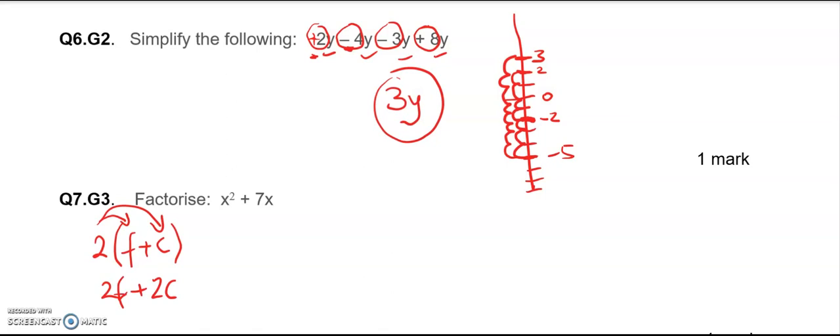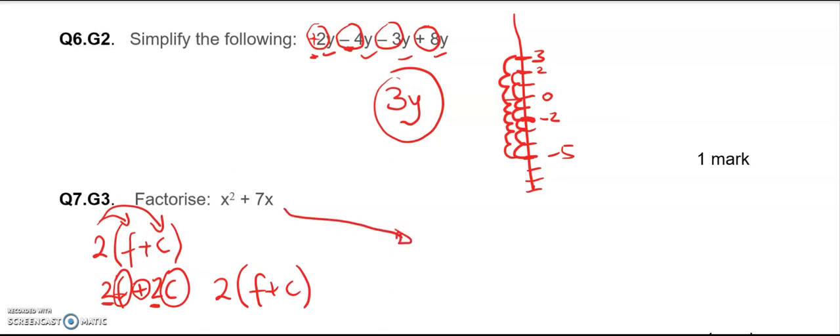So reversing the process is factorizing. So there are 2 and 2 repeating themselves. So that would be in front of the bracket. And then we have fish plus chips. So that goes back to where we started.